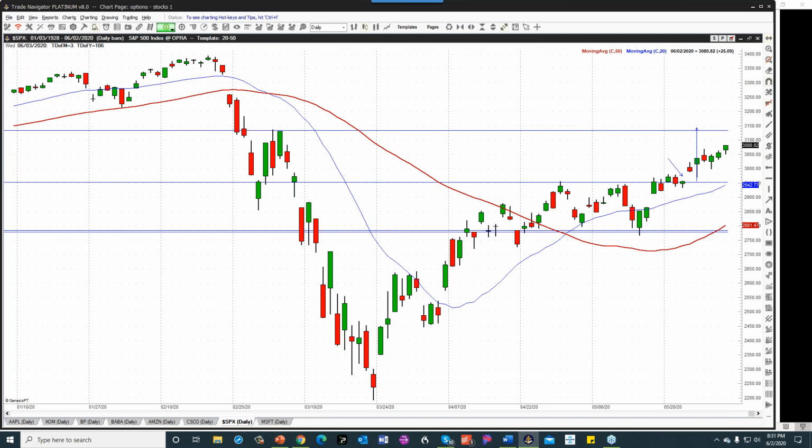So let's start with the S&P. Okay, what I'm showing here, these two lines, we have a blue line and a red line for those of you who are joining me for the first time and not aware of the way I determine longer term trend. This is a 20-day simple moving average, and this is a 50-day moving average. And if the 20-day is above the 50-day, and especially if they're both sloping up, the longer term trend is up.